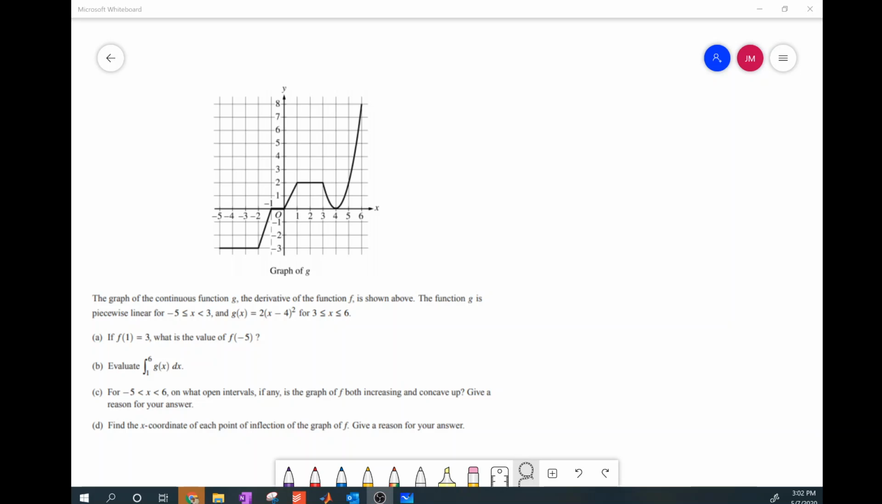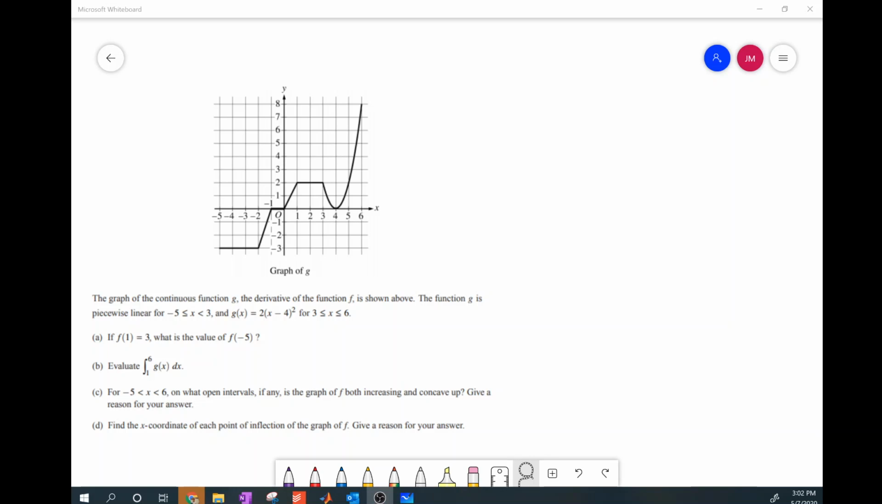B, we want to evaluate the integral from 1 to 6 of g of x. C, for -5 < x < 6, on what open interval, if any, is the graph of f both increasing and concave up? Give a reason for your answer. D, find the x-coordinate of each point of inflection of the graph of f. Give a reason for your answer.